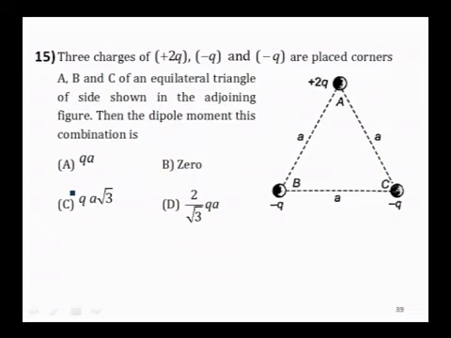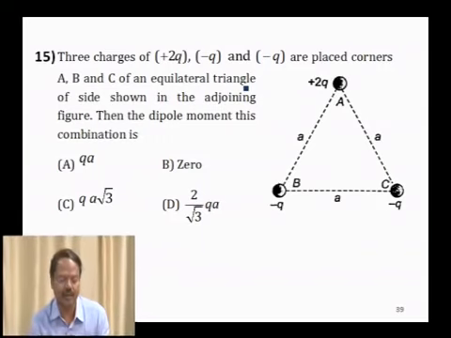Going further, 15. Three charges, minus 2q, plus 2q, minus q, are placed as an equilateral triangle.